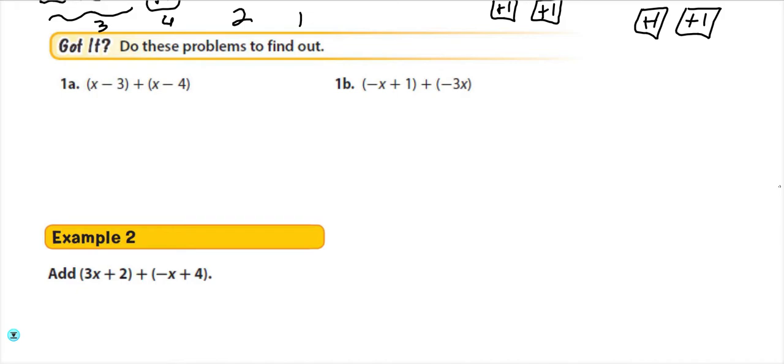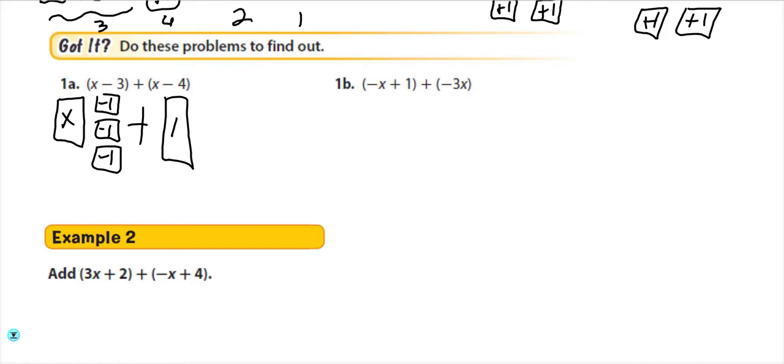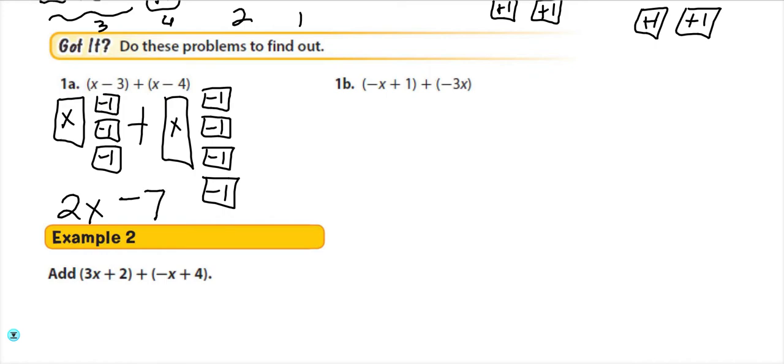Okay, let's take a look here. So we have the quantity of x minus 3 plus the quantity of x minus 4. So I have 1x, and then I have 3 negatives, plus, and then I have 1x, and then I have 4 negatives. All right, so how many x's do I have? 1, 2. I have how many negatives? 1, 2, 3, 4, 5, 6, 7. So that'll be negative 7.